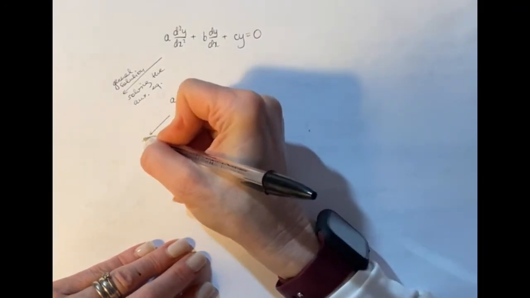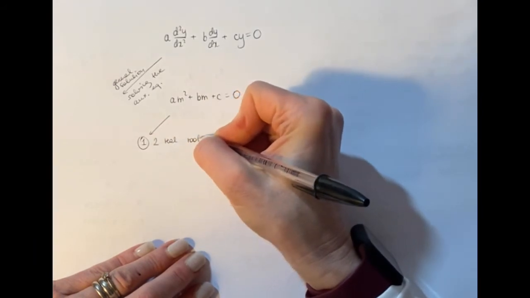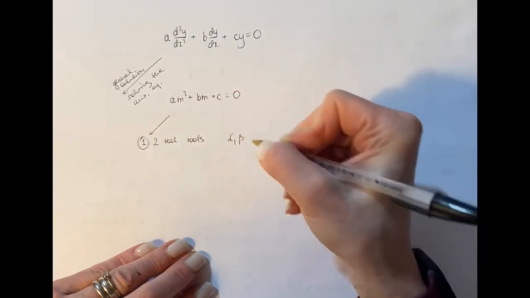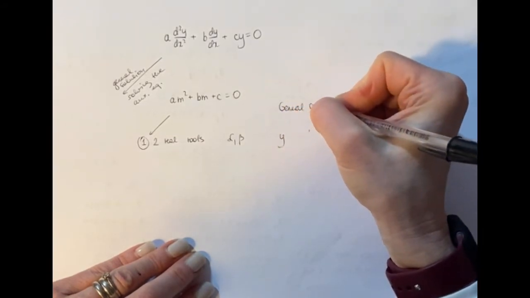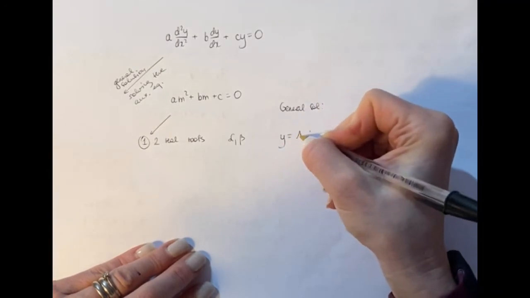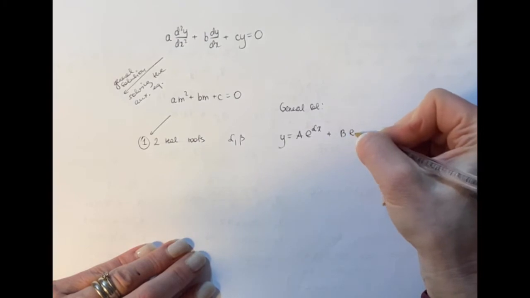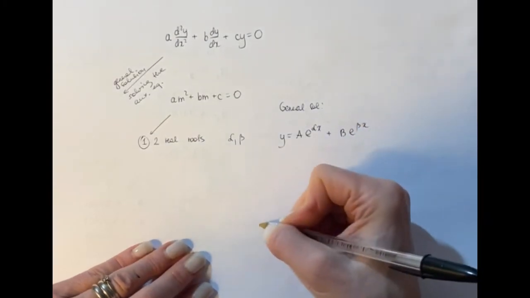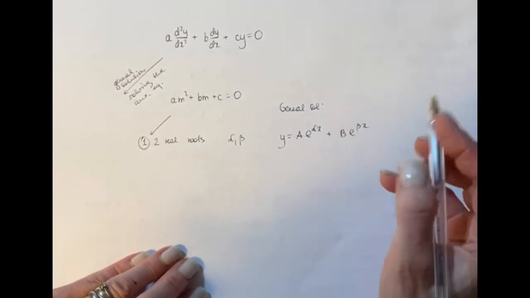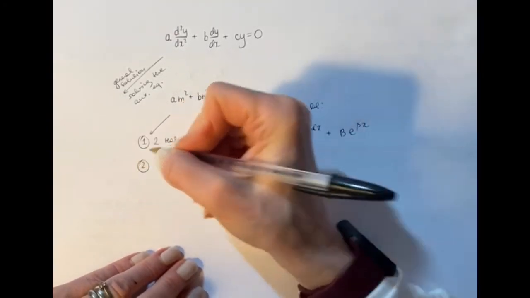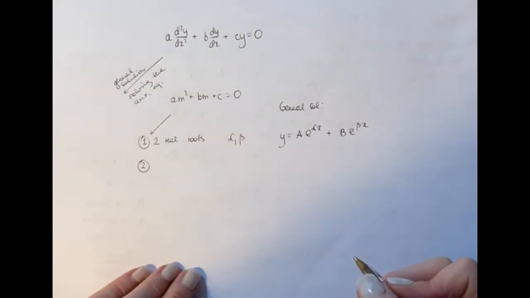Now, if you have two real roots, alpha and beta, then the general solution is y equals a e to the power of alpha x plus b e to the power of beta x, and you're done. Here alpha and beta are the roots and a and b are just constants that you might need to find when you look for a particular solution.